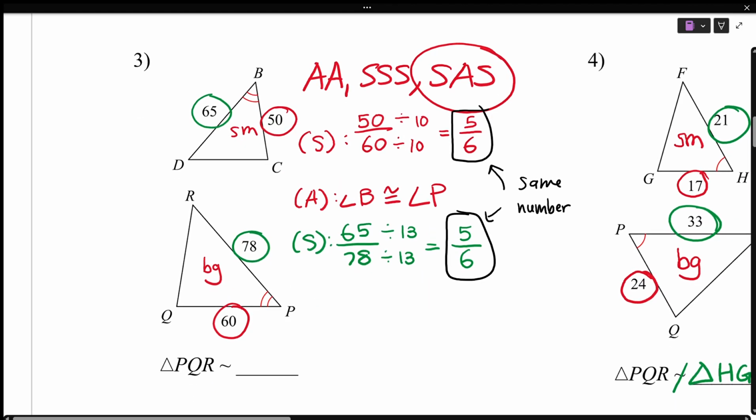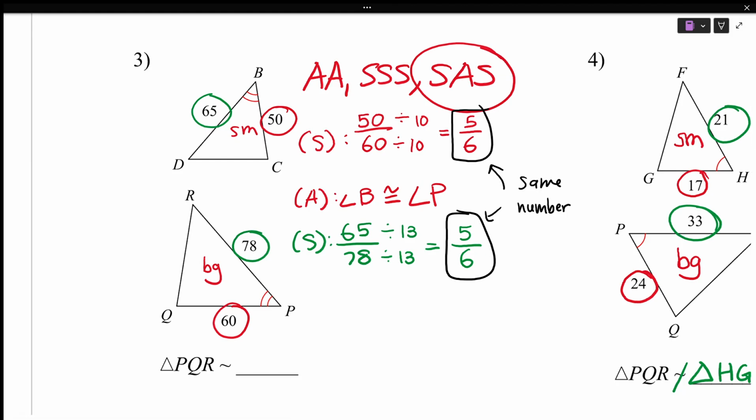So these are similar. The triangles are similar. PQR, BCD. PQR is congruent to triangle BCD. I mean, sorry, not congruent. Similar.